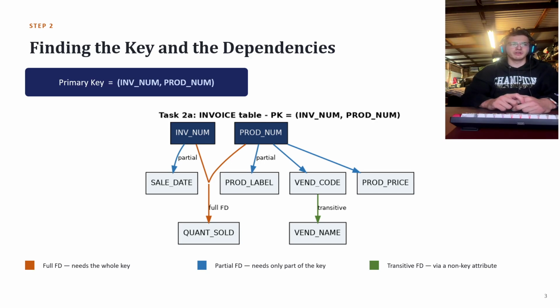I also spotted a transitive dependency. Vend name depends on vend code, not directly on the primary key. Since vend code isn't a key attribute, this violates third normal form.